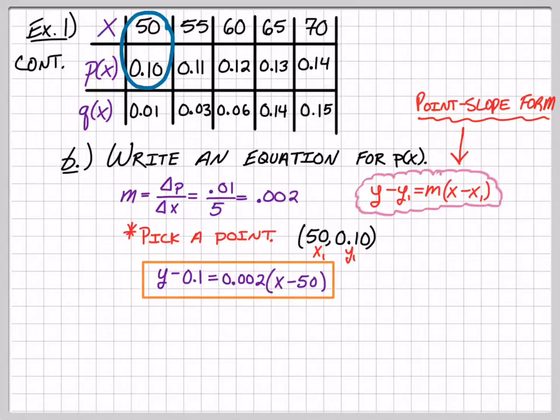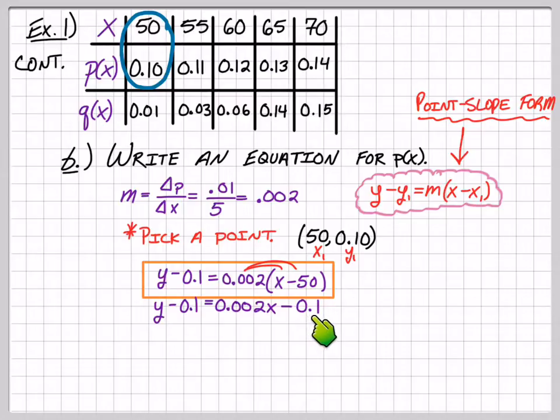And for me, I would go ahead and simplify this. Let's just get y by itself and then throw it in function notation. So to do that, we got to distribute this 0.002 through, and then we got to add that 0.1 over. So let's go ahead and get y by itself. Distribute that 0.002 piece through. That should be 0.002x minus 0.1 now.